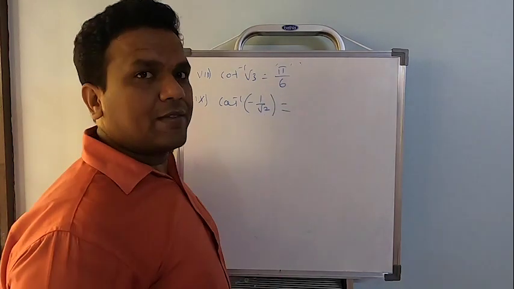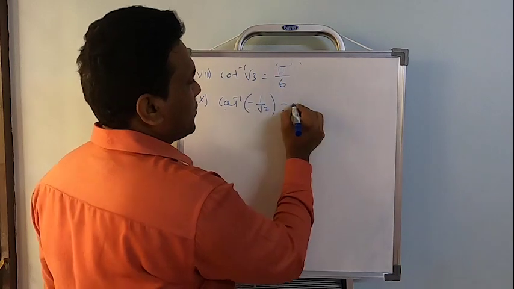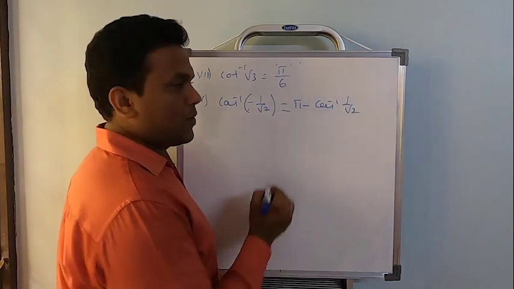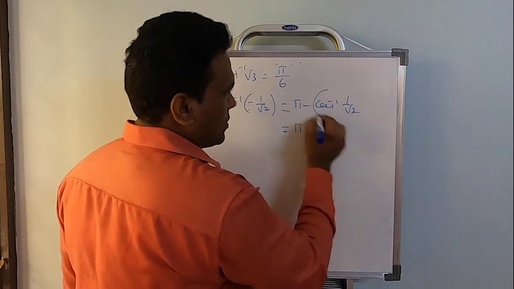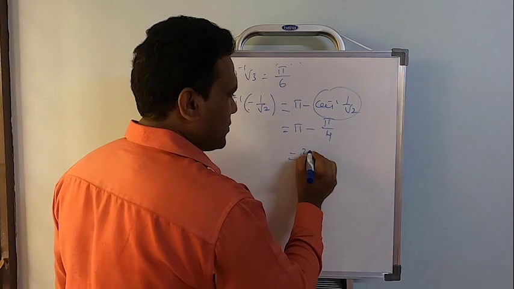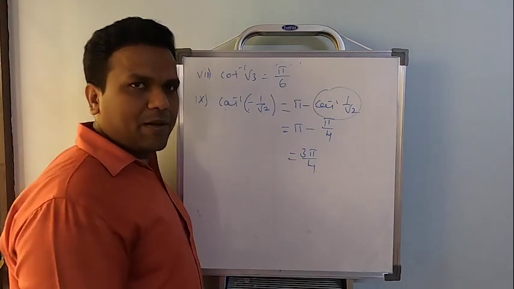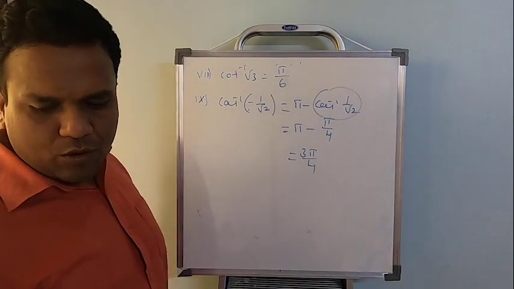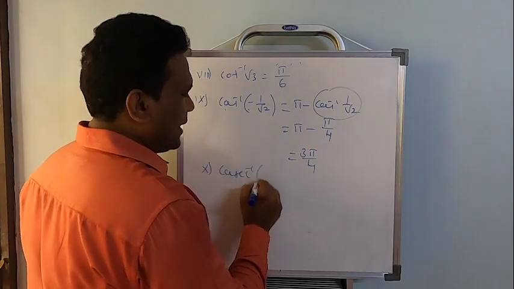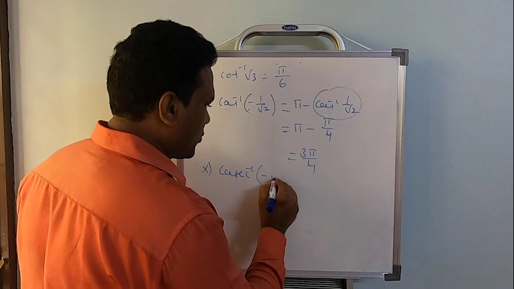Once you see a negative sign, apply the property. Cos inverse of minus x is pi minus cos inverse x, so pi minus cos inverse 1 by root 2. Pi minus cos inverse of 1 by root 2 is pi minus pi by 4. On taking LCM, you can simply write it as 3 pi by 4. Right. Now the last problem under this is cosecant inverse of minus root 2.